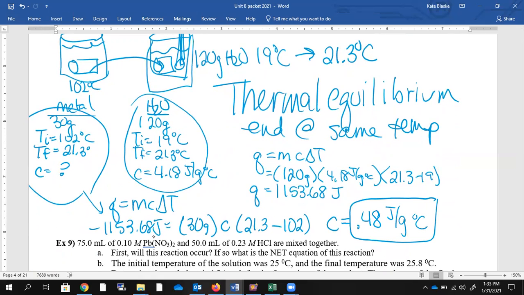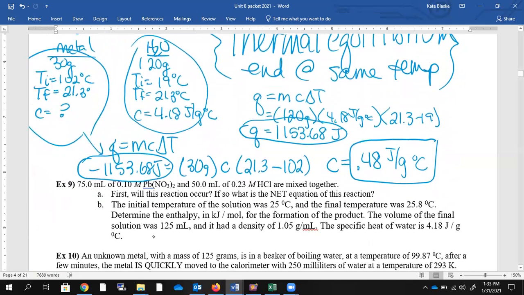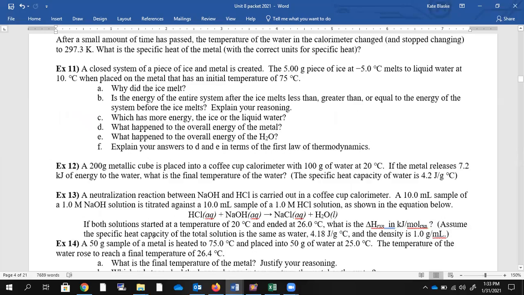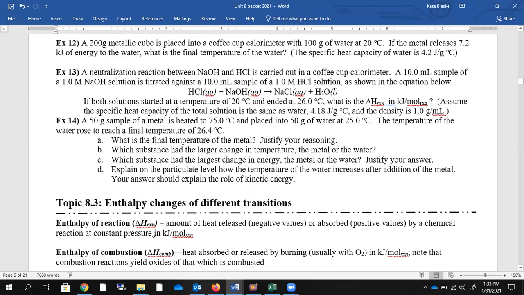So the big idea here: we've got this idea of thermal equilibrium, that when two substances are in contact with each other for long enough, they can come to thermal equilibrium where they end at the same temperature. And the second idea, that however much heat gets transferred into one substance has to be the heat transferred out of another substance. Right? There's almost always one of these calculations on the AP exam. So I've given you a decent number of practice questions with those.